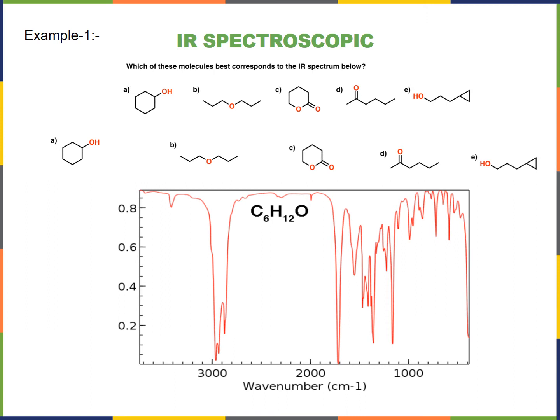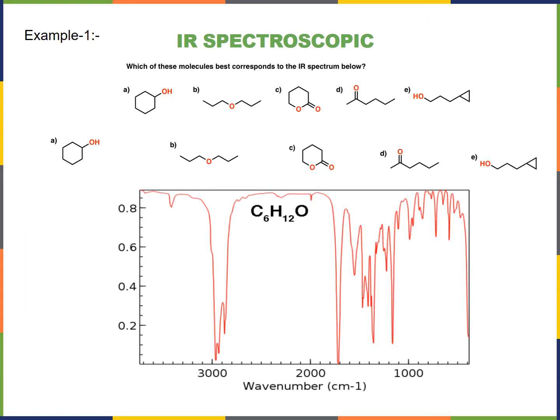Look at this one. Which of the following best corresponds to the spectrum below? The first one is cyclohexanol, there is an ether, there is an ester, a ketone, and there is also an alcohol. Now look at the spectrum. The molecular formula of the compound is C6H12O. The index of hydrogen deficiency is calculated as (6 times 2 plus 2, which is 14, minus the number of hydrogens, 12) divided by 2, equal to 1. This indicates that the compound contains at least one double bond or one cycle.